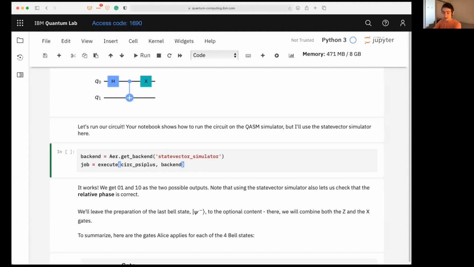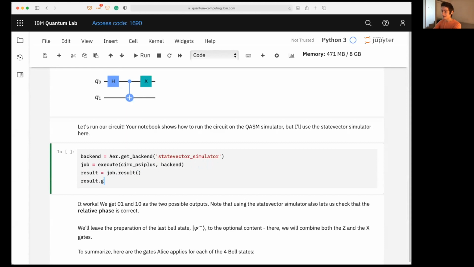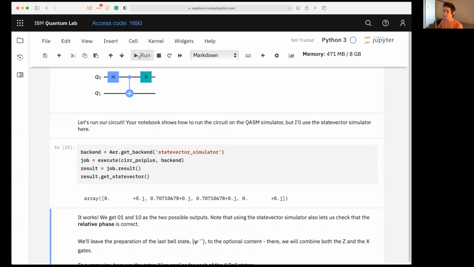Now, when we had the QASM simulator, we additionally specified the number of shots. Not necessary for the state vector simulator, because there's not even an effort to simulate randomness, right? It's just going to do some linear algebra for us and tell us what our output state should be. Once we've executed our job, we want to get our result. And then finally, we'll print out the state vector, which again is just result.get_statevector. Go ahead and run this. And we see our answer.